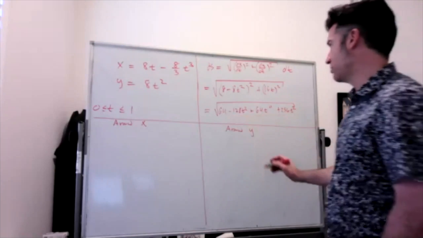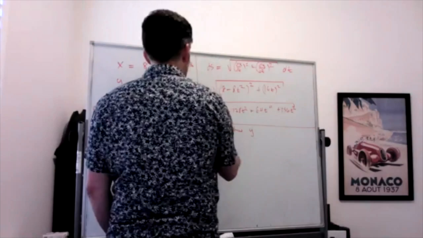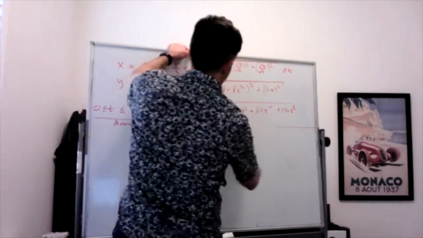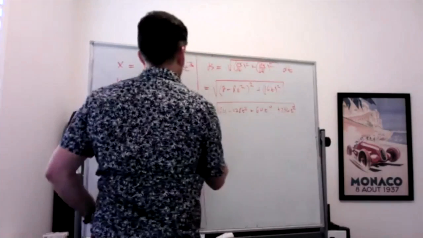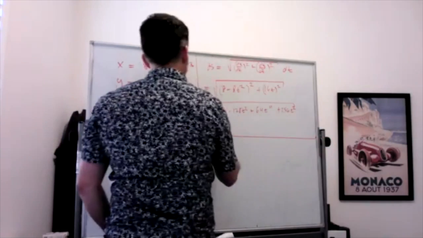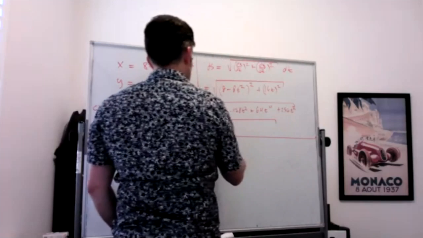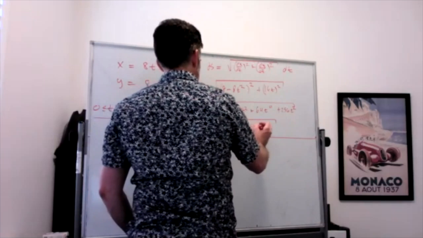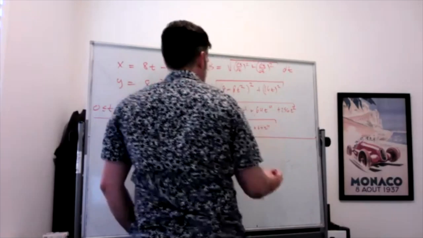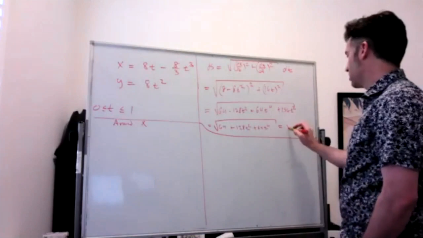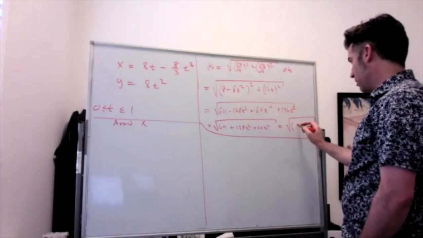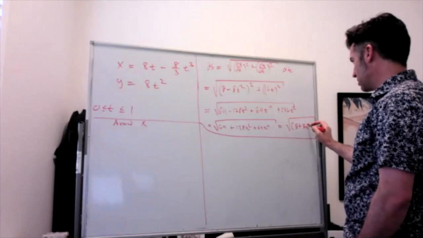So this becomes the square root of 64 plus 128t squared plus 64t to the fourth, which is exactly the square root of this with a plus sign squared. So 8 plus 8t squared.